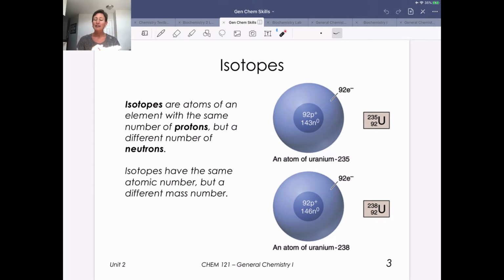Understanding the chemical reactivity of isotopes is going to become more important in a skill that we'll have in general chemistry too.